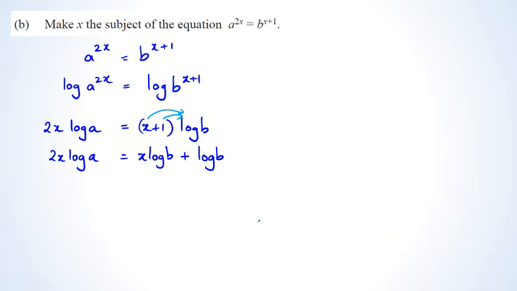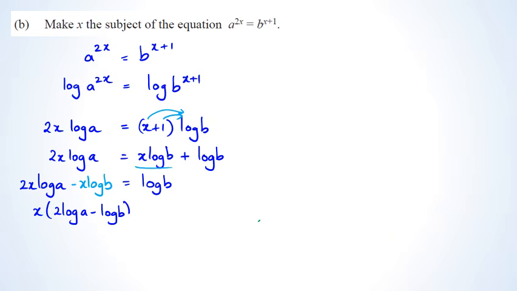Now remember, I want to have x by itself, so I'm going to bring this term to the other side. When I bring it to the other side, it becomes minus, so minus x log b, and that's still equal to log b. At this point I can take x as a common factor, and I would have x(2 log a minus log b) equals log b. Now I can have x by itself, which means x equals log b divided by 2 log a minus log b.